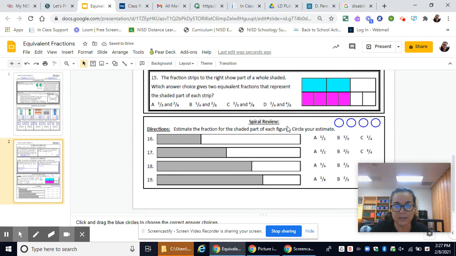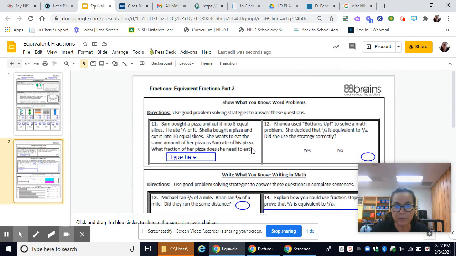Then you're going to go to the next slide. This one's going to be a little bit more involved, okay? So this is going to be a problem solving. There's 2 of those, okay? So you're going to read the first one. Sam bought a pizza and cut it into 8 equal slices. At home, I want you to go ahead and draw a circle and cut it into 8 equal slices. He ate half of it, okay? So you're going to decide what is half of 8.